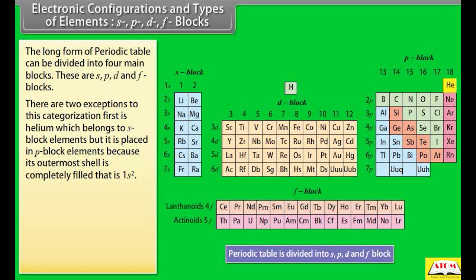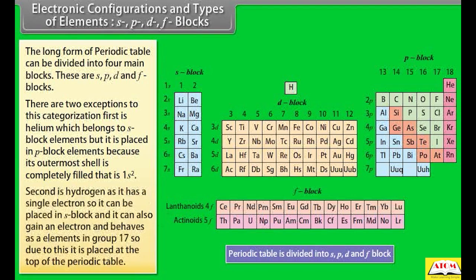First is helium, which belongs to S block elements, but it is placed in P block elements because its outermost shell is completely filled, that is 1s2. Second is hydrogen, as it has a single electron, so it can be placed in S block, and it can also gain an electron and behave as the elements in group 17. So, due to this, it is placed at the top of the periodic table.